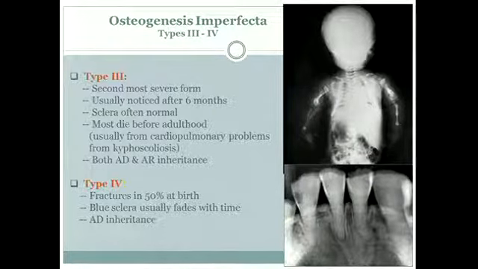And then type 4, 50% of them will have fractures at birth. They'll have the blue sclera, and it fades with time, and it's autosomal dominant in its pattern. Again, you can definitely see the immaturity and the density of bone is very unusual. And in these patients, you can see this patient has a very unusual pattern. When you look at the comparison of enamel to dentin, it looks very unusual in its density.